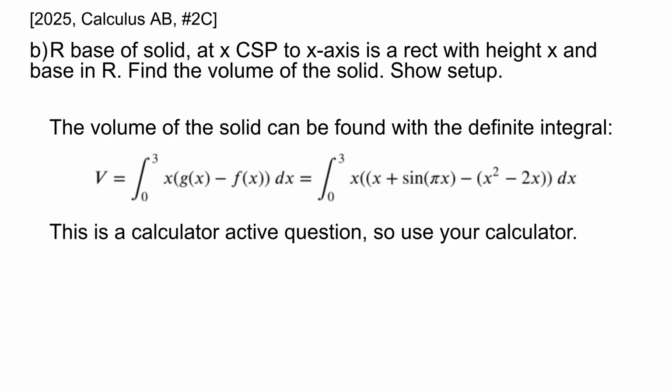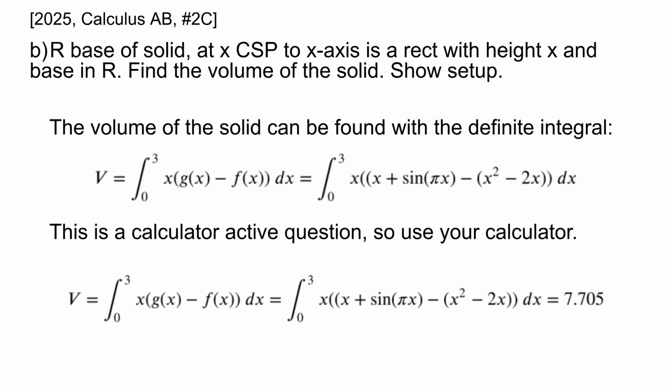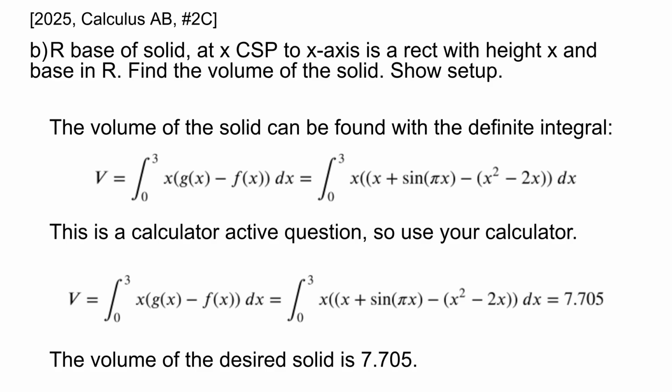And since this is a calculator active question, we will use our calculator to evaluate that integral. The integral from 0 to 3 of x times the quantity g of x minus f of x is 7.705. So the volume of the desired solid is 7.705.